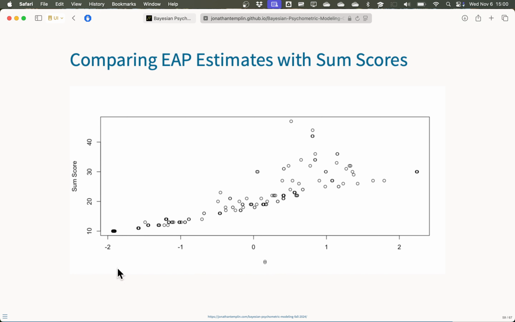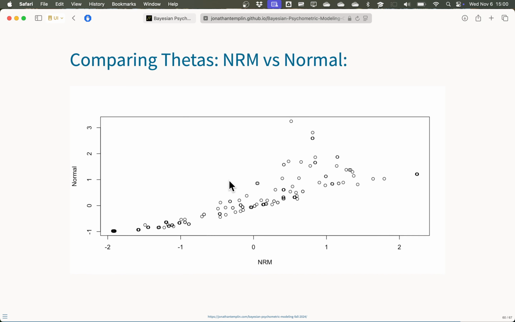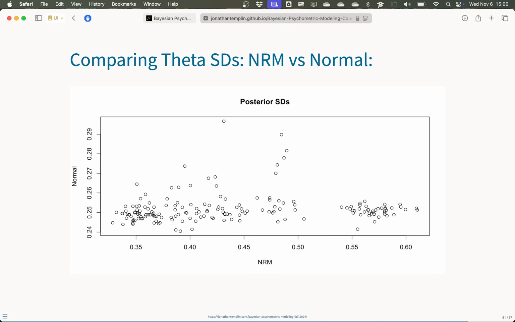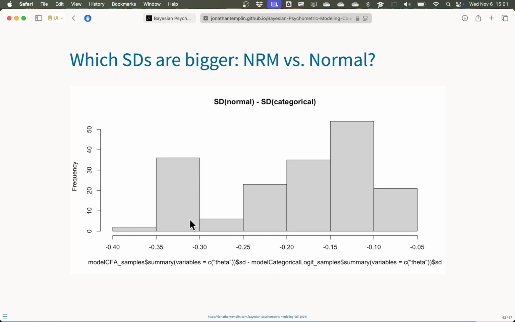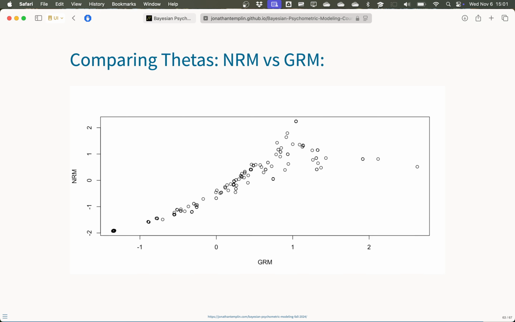Similarly, we have a theta estimate with our sum score. Now, these are not nearly as linear as you saw before. And again, part of the reason is because each of the items is being treated differently here. It's a bit more interesting. And if we compare CFA on our y-axis against nominal response thetas, we have a similar plot to the sum scores. Remember, CFA sum scores are pretty similar to regular sum scores. And we can also compare our standard deviations. Again, the nominal response model is much larger for every standard deviation. And so you see none of these are bigger than 0. So the normal model always has smaller standard deviations.